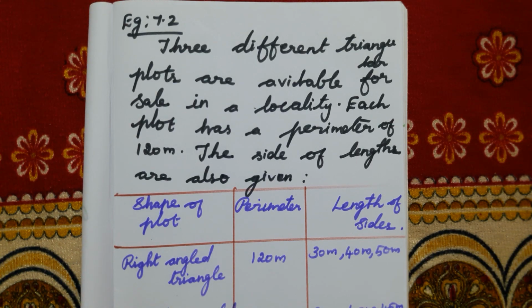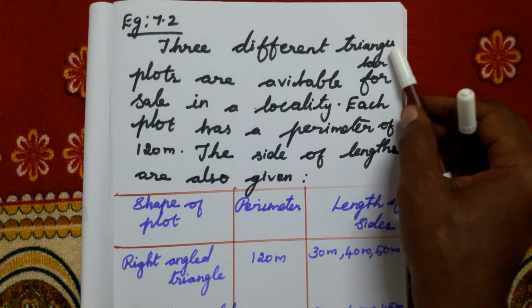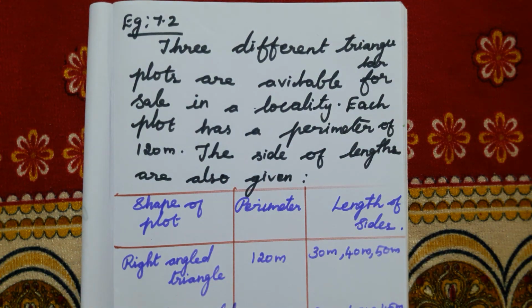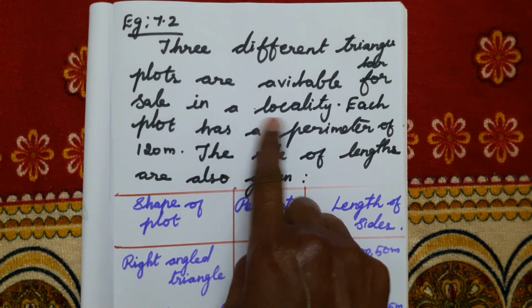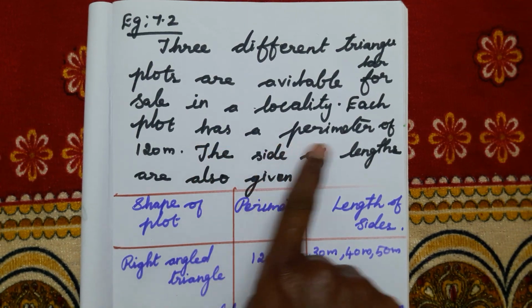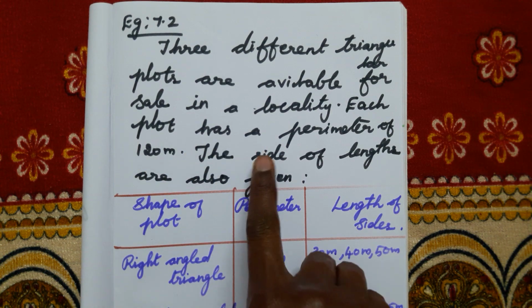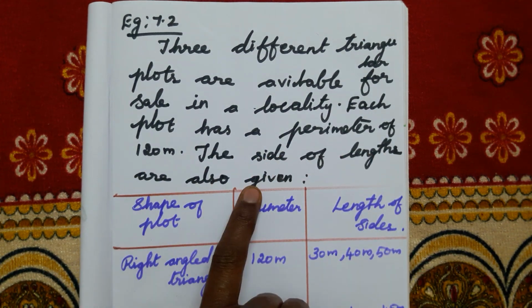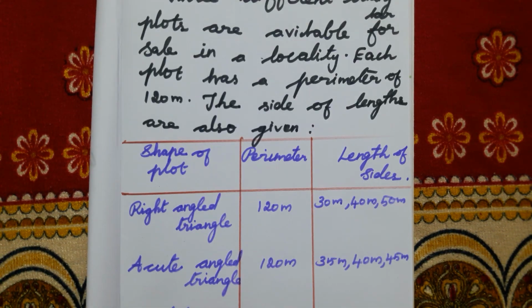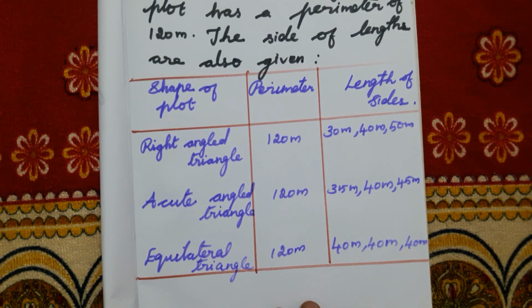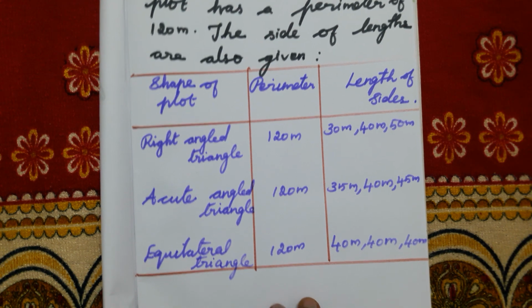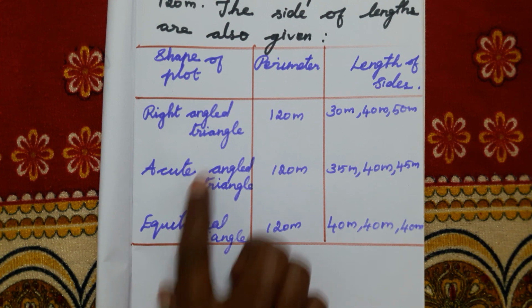Next, example 7.2. Three different triangular plots are available for sale in a locality. Each plot has a perimeter of 120 meters. The side lengths are also given. Help the buyer decide which among these will be more spacious. We want to find out which plot is the most spacious.